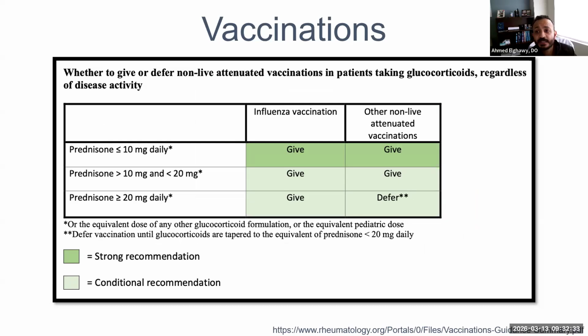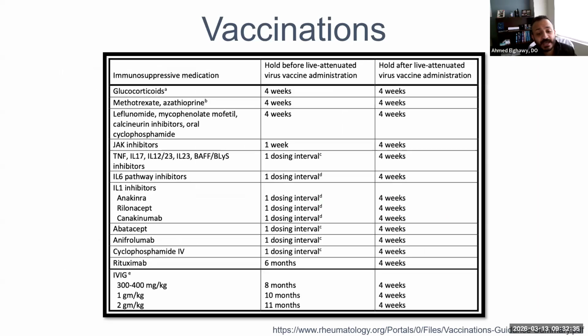And then when it comes to live attenuated vaccines, this is where you would absolutely send to a rheumatologist for us to try to hold their medications. Typically, we recommend holding their medication for one dosing interval for most of these. So if they're giving it once a week, we hold it 1 week before. If they're giving once a month, we hold it one month before. And then we'll usually hold it for about 4 weeks after the vaccine.